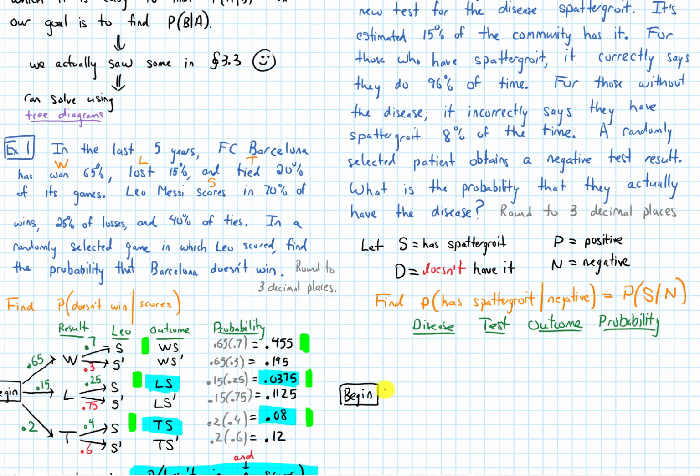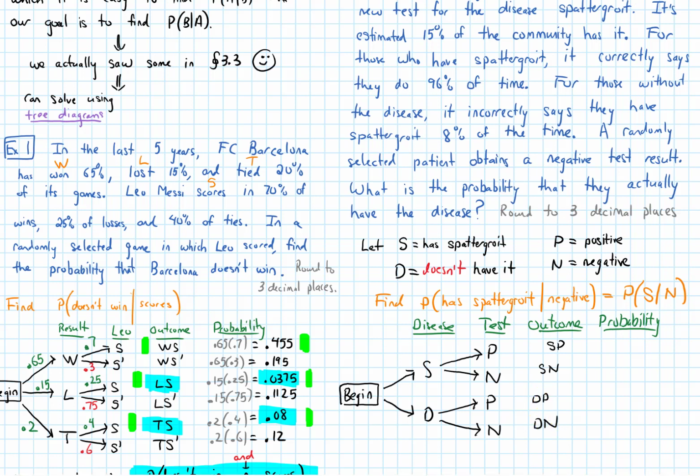So for the disease, either they have spattergroit, which is S, or they don't, which is D. And then from each of those, either it gives a positive test result or a negative one. So even from D, I draw an arrow to P or to N. So now my outcomes are S, P, S, N, D, P, and then D, N.